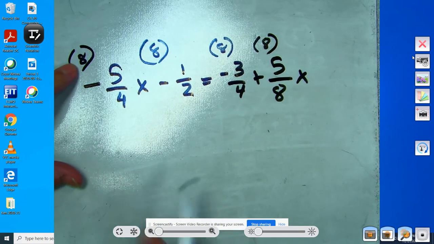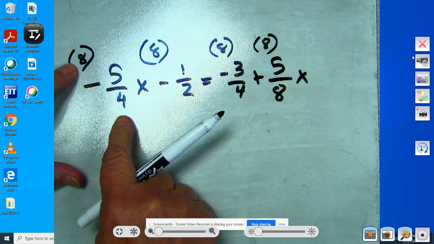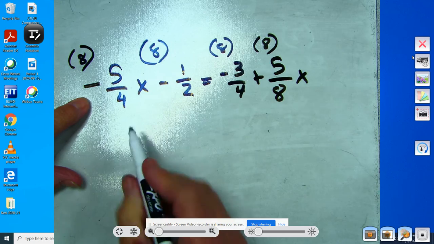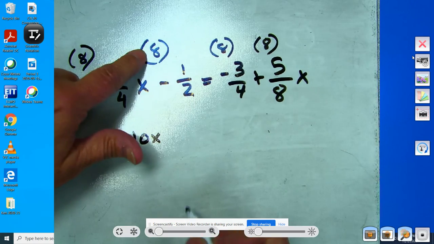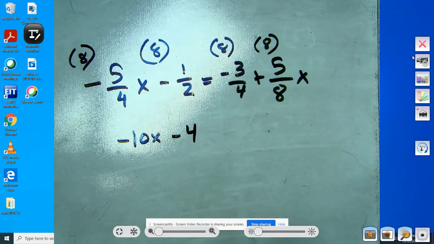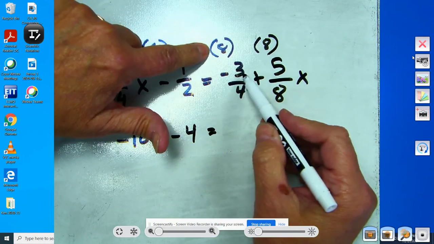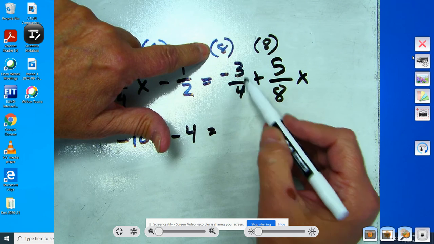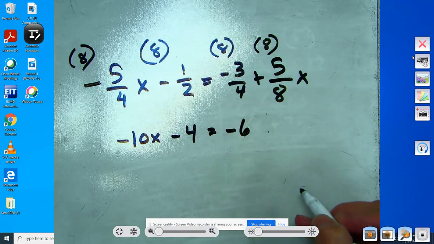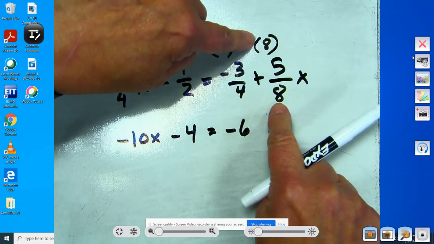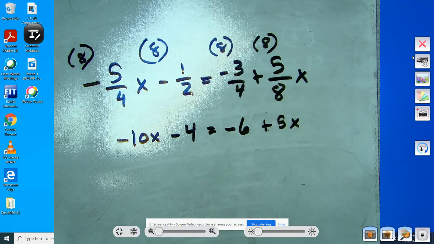So 8 times 5 is 40. 40 divided by 4 is 10. So this is going to give us negative 10x. Half of 8 is 4. 8 times 3 is 24. 24 divided by 4 is 6, so this is going to be negative 6. The 8's going to cancel the 8 and leave us plus 5x.